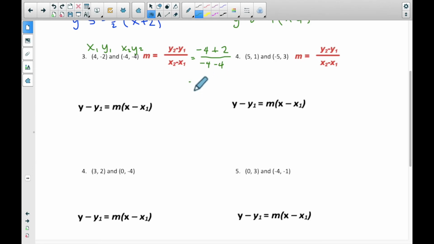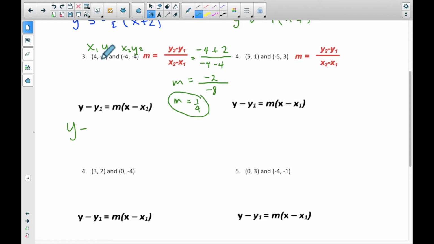And I'm going to use the calculator because there's a lot of negatives there and it just gets kind of confusing. So on my calculator, my numerator, negative 4 plus 2 is negative 2. Negative 4 minus 4 is negative 8. And that does reduce down to a slope of 1/4. So now I use that slope and I plug it into this equation.